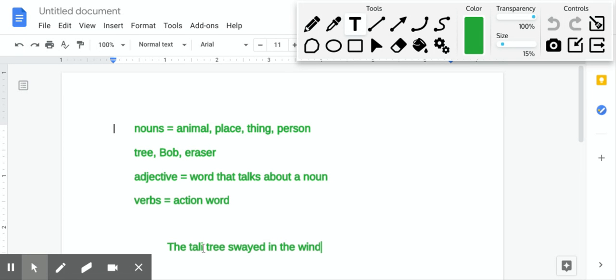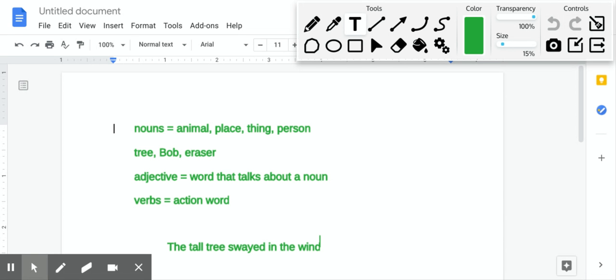Now, basically, the noun would be tree, and also another noun would be wind. But for this sentence, we're going to focus on tree. And the reason we're doing that is because the adjective and the verb revolve around the word tree. So the adjective, tall, revolves around the word tree. We can't say that the wind is tall, but saying that a tree is tall makes sense. So that's why an adjective is a word that talks about or describes a noun. We are saying that the tree is tall.